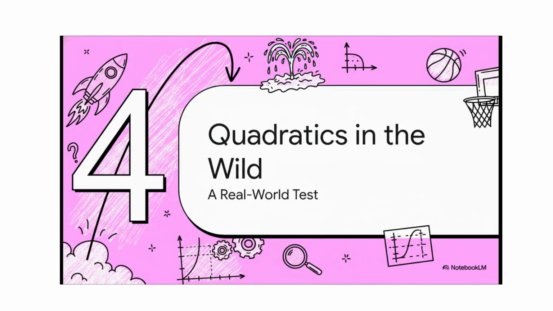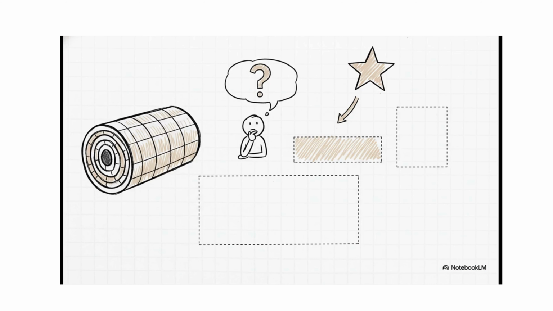Okay, we've covered the theory: what a quadratic is, how to solve it, what its graph looks like. But the biggest question is always, yeah, but when am I ever going to use this? Well, let's find out. It's time to take our new toolkit out into the wild and see what it can do. So imagine this. You've got 20 feet of fencing and you want to build a rectangular garden. You can make it super long and skinny, right? Or you can make it short and wide. But which shape, which dimensions will give you the absolute biggest area for your plants?